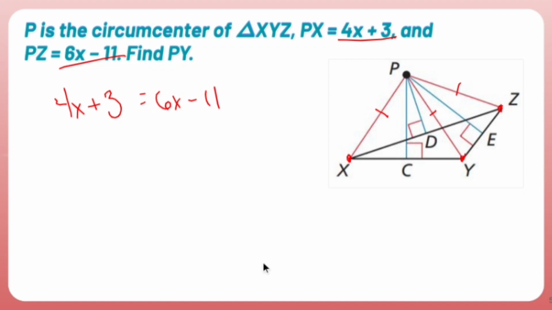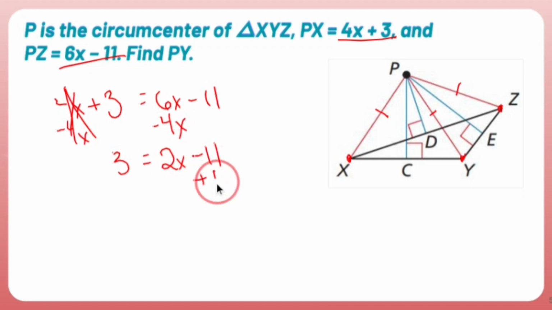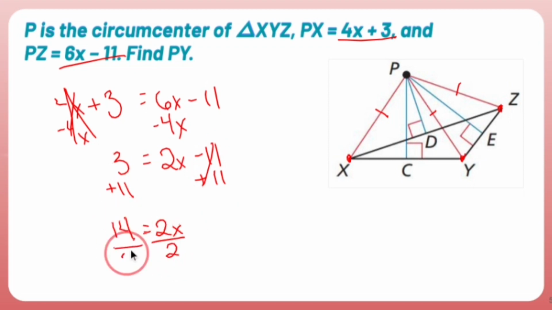Now I have an equation with variables on both sides of the equal sign. Minus 4x, minus 4x. You become 3 equals 2x minus 11. Add 11, you become 14 equals 2x. Divide by 2, x equals 7.